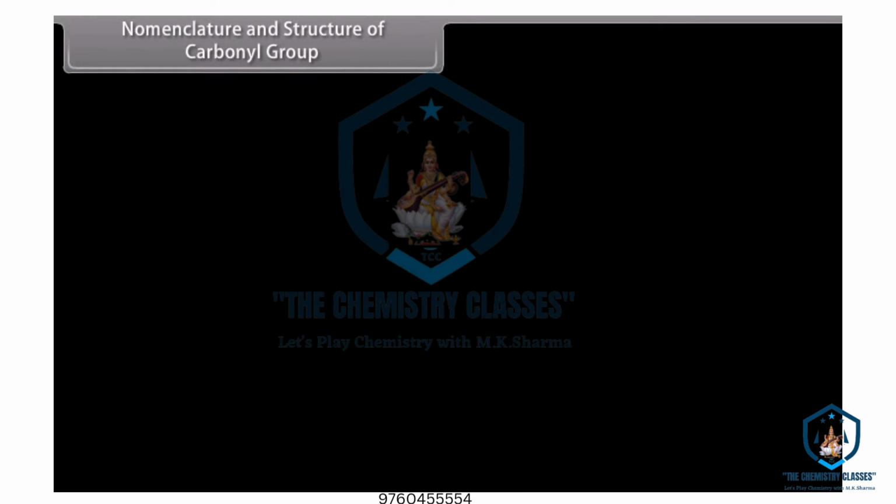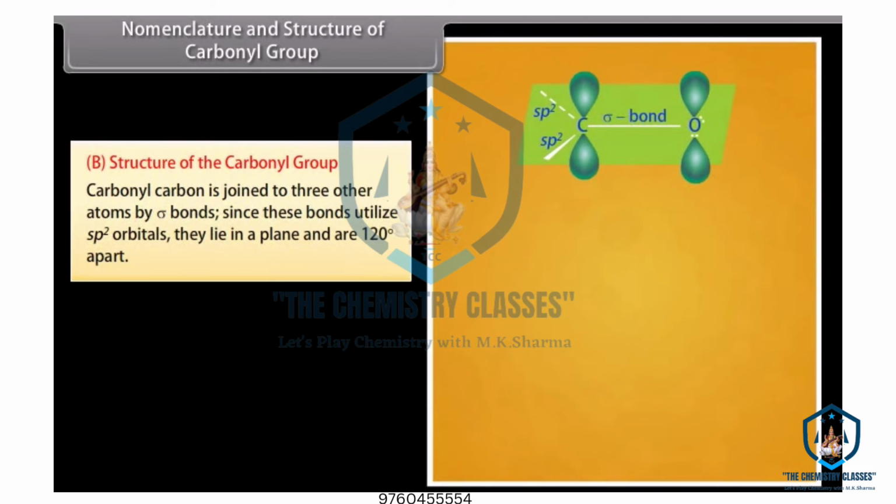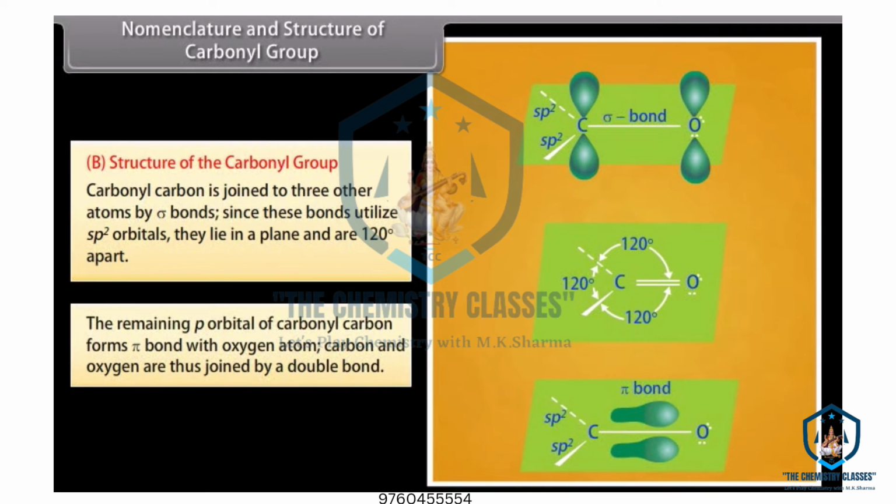Nomenclature and structure of carbonyl group. Structure of the carbonyl group. Carbonyl carbon is joined to 3 other atoms by sigma bonds. Since these bonds utilize sp2 orbitals, they lie in a plane and are 120 degrees apart. The remaining p orbital of carbonyl carbon forms pi bond with oxygen atom. Carbon and oxygen are thus joined by a double bond.